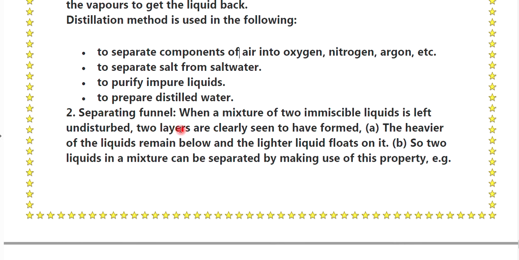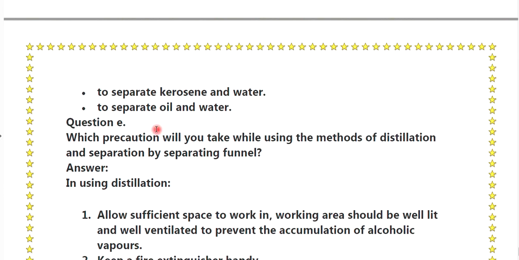Second is the separating funnel. When a mixture of two immiscible liquids is left undisturbed, two layers are clearly seen to have formed. A point, the heavier of the liquids remains below and the lighter liquid floats on it. B point, so two liquids in a mixture can be separated by making use of this property. Example, to separate kerosene and water. Second point, to separate oil and water.